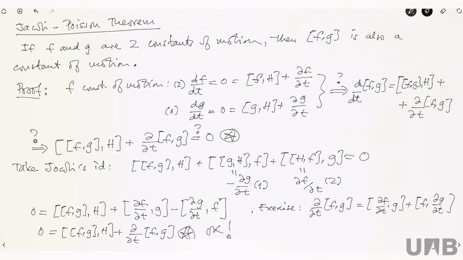Okay, so that tells you that some things are very easy to prove written in the language of Poisson brackets. Like, for instance, this. Any questions or comments? No.